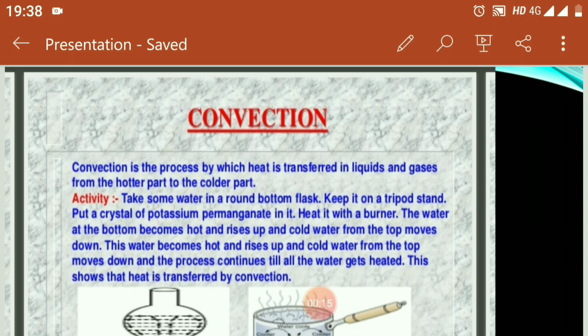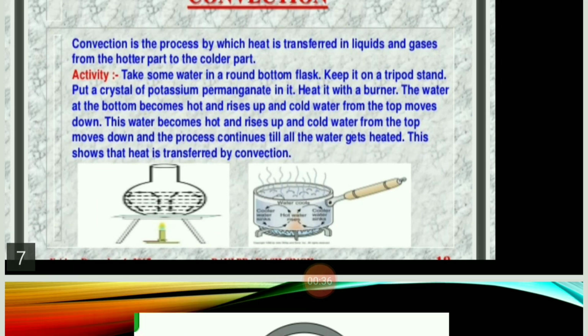Both liquids and gases are called fluids. So convection is the transfer of heat through a liquid or gas, right? But in the process of convection, actual movement of the particles takes place. Let's understand this concept with the help of an activity. See the diagram. We take water in a round bottom flask, or you can take a beaker also. The beaker is filled with water, and a crystal of potassium permanganate is put in the beaker.